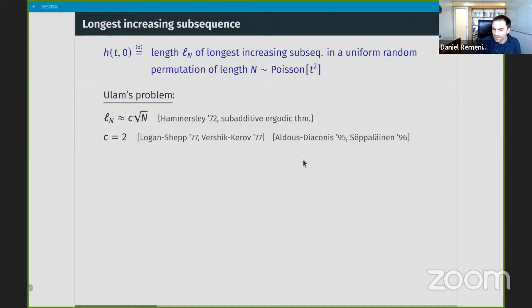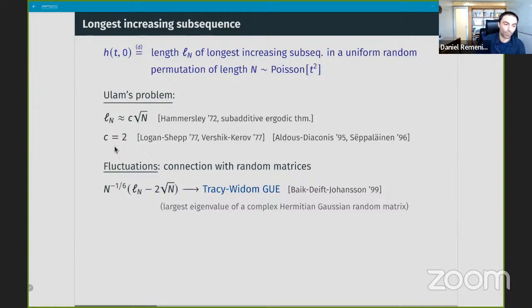And then about 20 years later, Aldous and Diaconis, and independently Timo Seppäläinen, got what one could call a soft argument, a hydrodynamic type limits argument, to show that the speed is 2. Good. So what we are going to be more worried about is the fluctuations. Now I want to see how this length fluctuates around this predicted place 2 root n, okay?